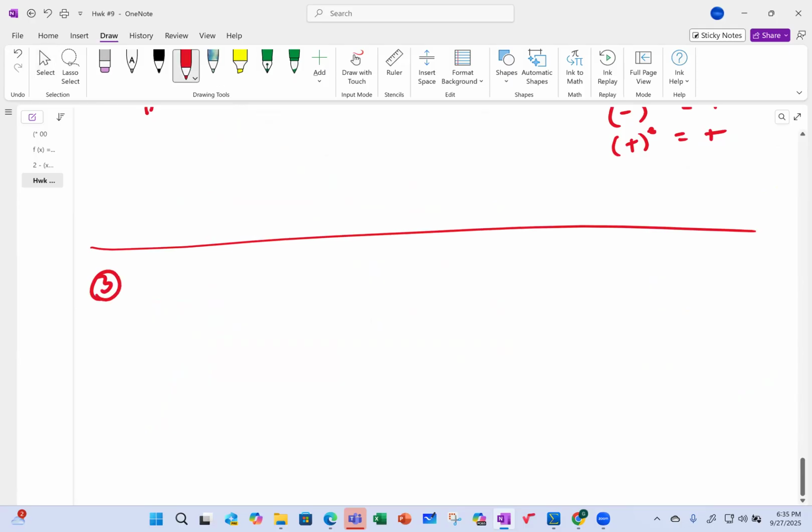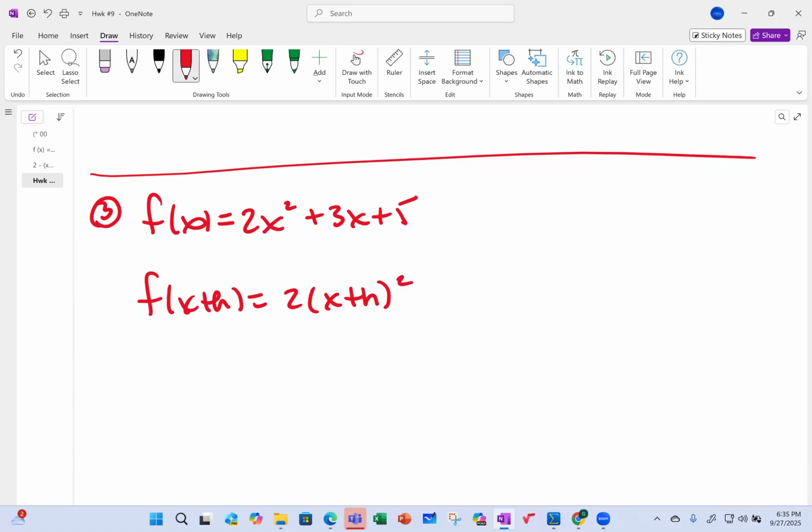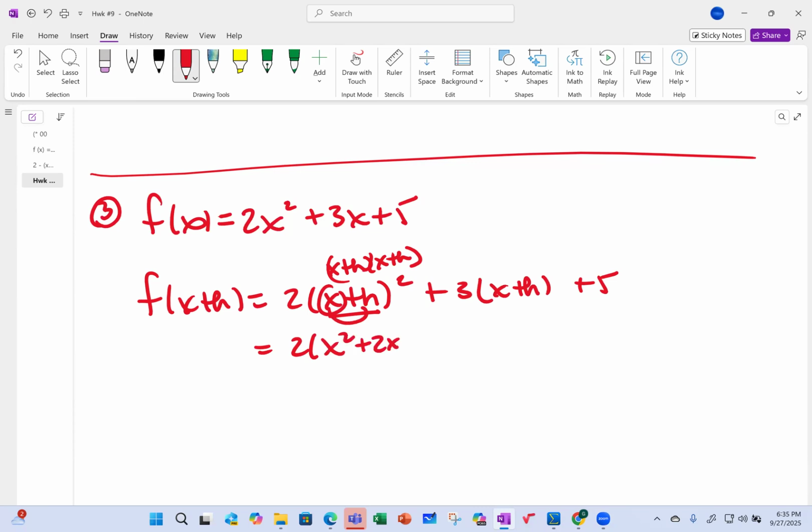Number 3 is f of x equals 2x squared plus 3x plus 5. Let's find f of x plus h. So that's going to be replacing x with all of x plus h. And this went well in the last quiz, I feel. I'm going to square this. You can either FOIL this out, multiplying it by itself twice. Remember to just square the first, multiply those two, which is xh, but double it, and then square h, giving h squared.